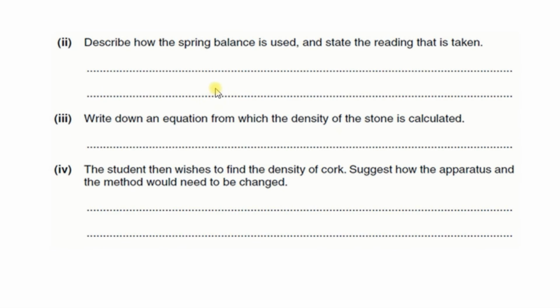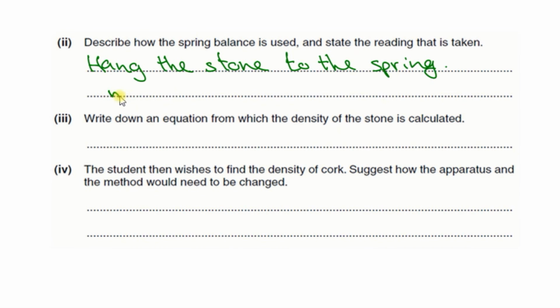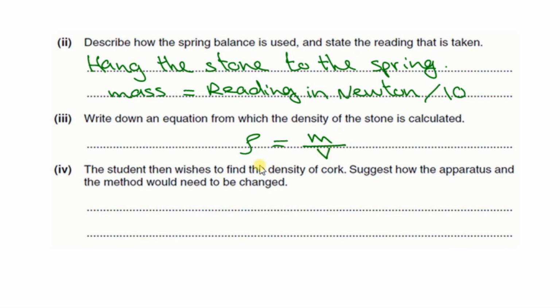Describe how the spring balance is used and state the reading that is taken. Hang the stone to the spring. In this case, the mass equals the reading in newtons divided by 10. Write down an equation from which density can be calculated. Density equals mass divided by volume.